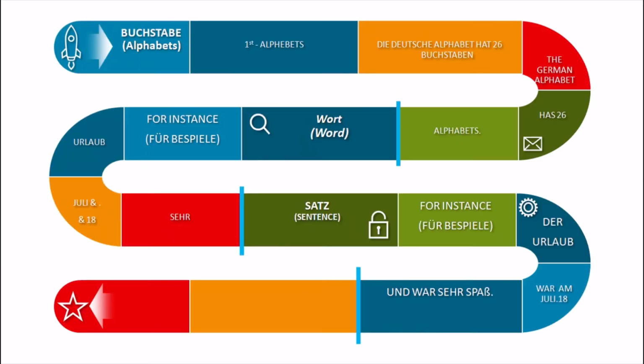Buchstabe, dann Wort, dann Schatz. Alphabets make word, words make sentences. Für Beispiel, der Urlaub war am Juli 18 und war sehr spaßig. Und dann Buchstabe, dann Wort, dann Schatz, dann die Texte. Alphabets make words, words make sentences, sentences make texts or paragraphs.